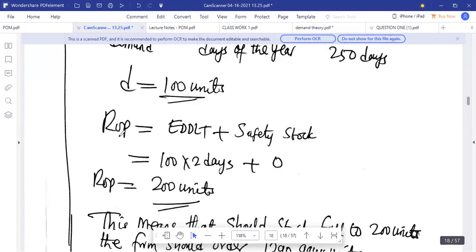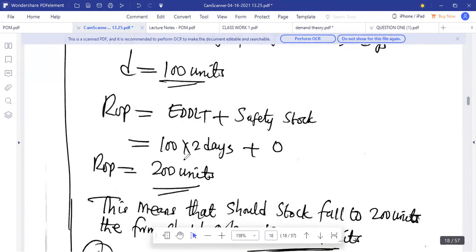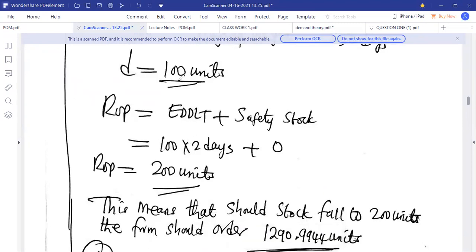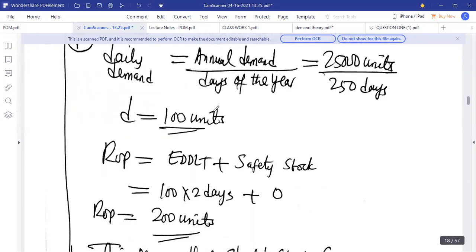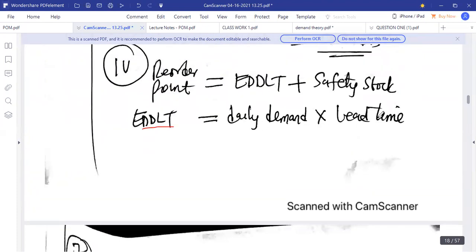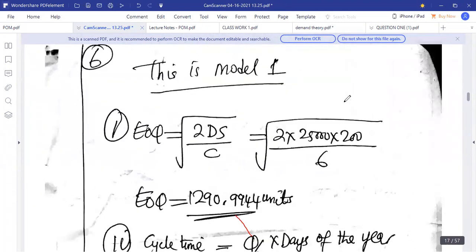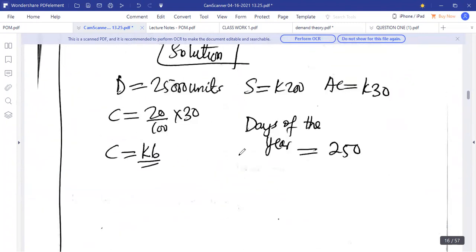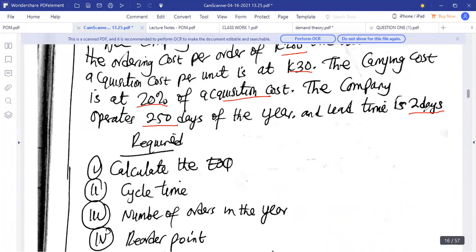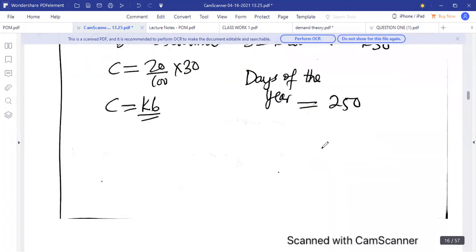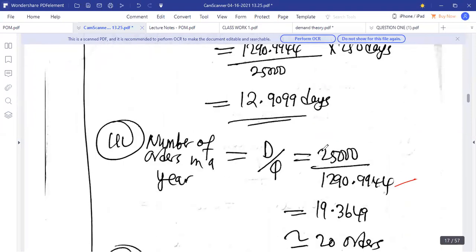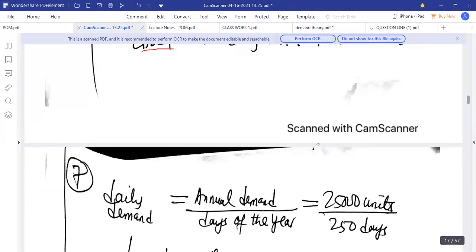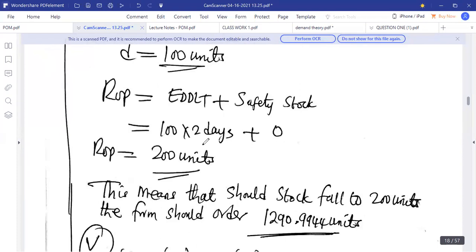So meaning our reorder point is equal to expected demand during lead time plus safety stock. The safety stock hasn't been given. So meaning our reorder point will just be 100 multiplied by the lead time, which is from the formula here. Lead time has been given up here. We know the lead time is 2 days. From the question here, the lead time is 2 days. So meaning, as we come down here, you see that our expected demand during lead time will actually be 100 multiplied by 2 days. We are getting 200 units.